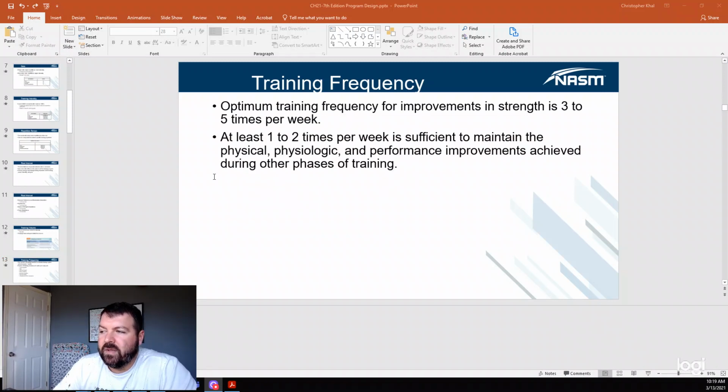Optimum training frequency for improvements in strength is 3 to 5 times per week. At least 1 to 2 times per week is sufficient to maintain those changes, but not best. Obviously, more is better. Don't get too ahead of yourself and go balls to the wall, because you don't want to overtrain. You want to allow your body enough time to rest and recover, because that is a really big part.